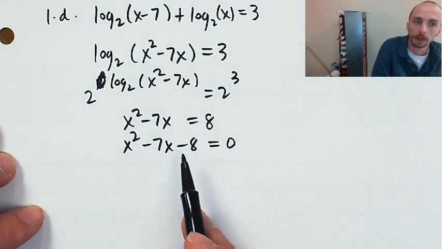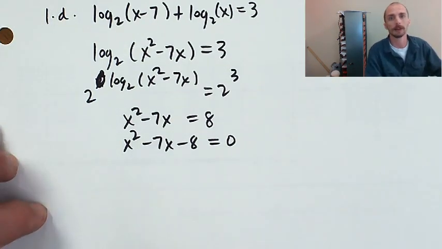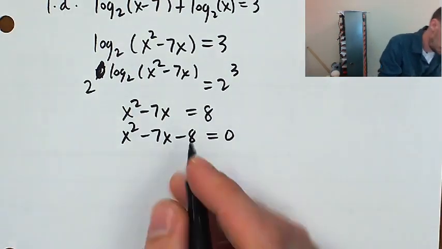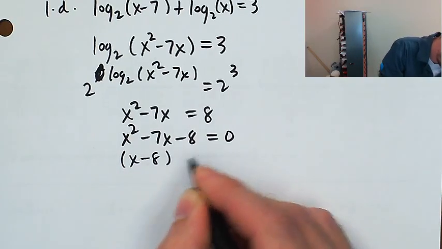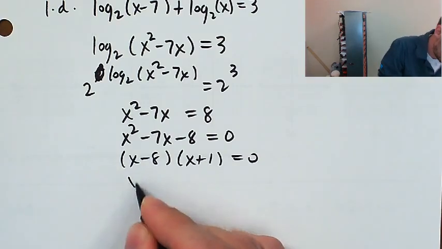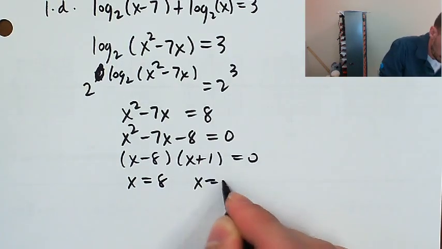I think I can factor this. 2 numbers that multiply to negative 8 while adding to negative 7 would be negative 8 and positive 1. So I'm going to say x minus 8 times x plus 1 equals 0. And I would get x equals 8 and x equals negative 1.